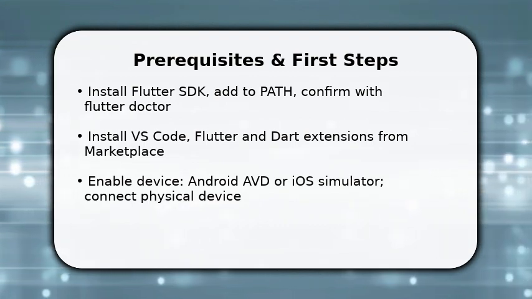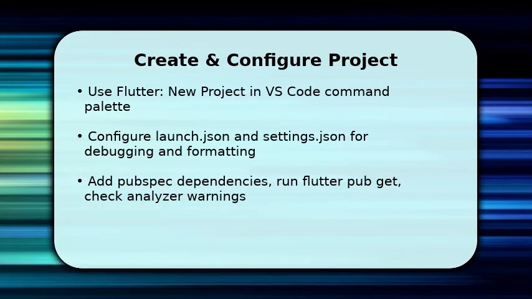You create the project from the VS Code command palette with Flutter: New Project, and choose an app template. This scaffolds main.dart and pubspec.